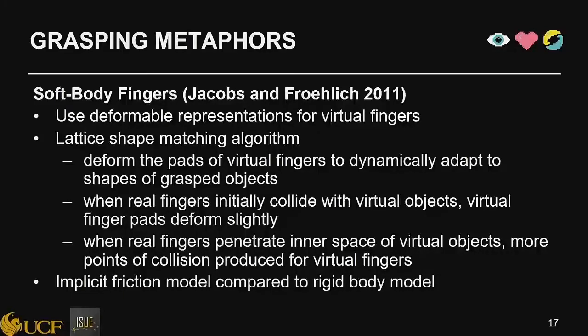But then there's no real indication for when you would stop. So what can happen is the real fingers can actually penetrate the inner space of the virtual objects, and when that happens, what gets done is you add more collision points for the virtual fingers, and those collision points then help to reduce the amount of penetration of the inner space of the object. So it's a dynamic approach to ensure that your virtual hand doesn't physically go into the virtual object that you're trying to select. And this is a sort of a notion between implicit friction compared with rigid body models. Okay.